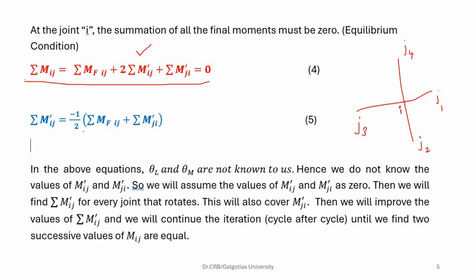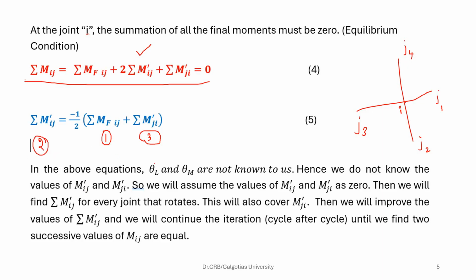So that is equal to minus 1 by 2 times summation of Fij plus summation of M dash Ji. This is fixed end moment part 1. And this one is part 3. And what you have on the left side is nothing but part 2, as I explained in the earlier slides.